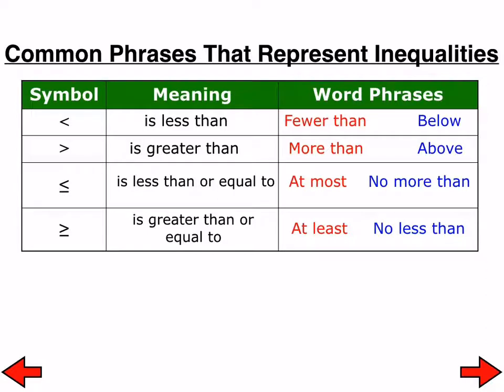So I'm going to stop for a second. These are common word phrases that mean or represent these ideas of inequalities. They're not the only ones, but they're some of the most common ones. And I think if you go and look in 1 through 8, most of those are found in 1 through 8 because that's how common they are.